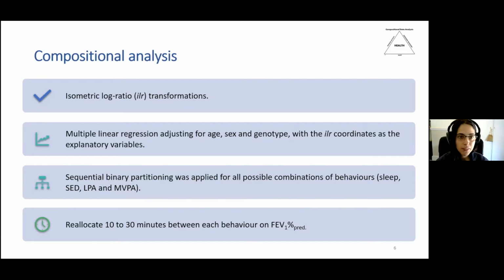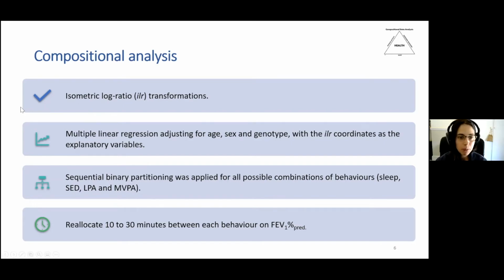We can summarize the compositional analysis in 4 steps. The first step is normalization. There are lots of different approaches to do this, but the approach we selected was the isometric log ratio transformation. This approach will normalize the data and transform it into ILR coordinates, and then you can use those ILR coordinates to apply any other kinds of statistics on them.